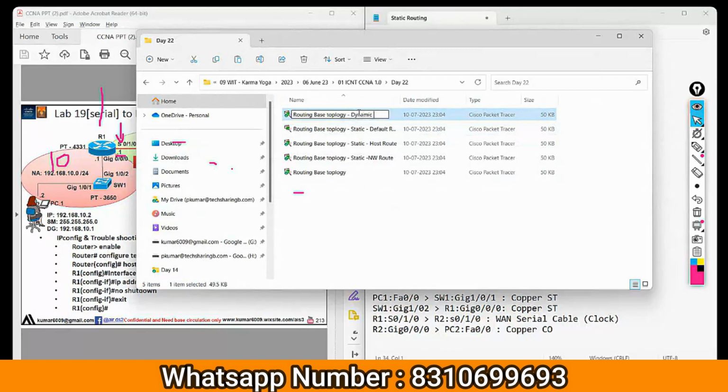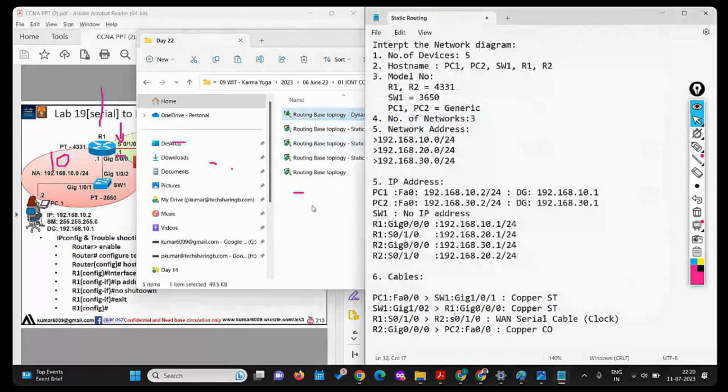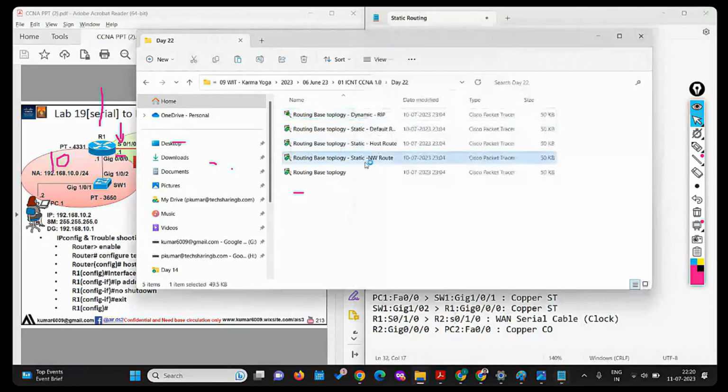But the idea here is you need to understand the concept clearly. Take time to understand the concept. Commands are always available in the videos also, so there is no need to memorize the commands. Try to understand the concept. Now, the same topology, I'm going to use for four types. Let's open the first, network route lab. Let me explain that first.